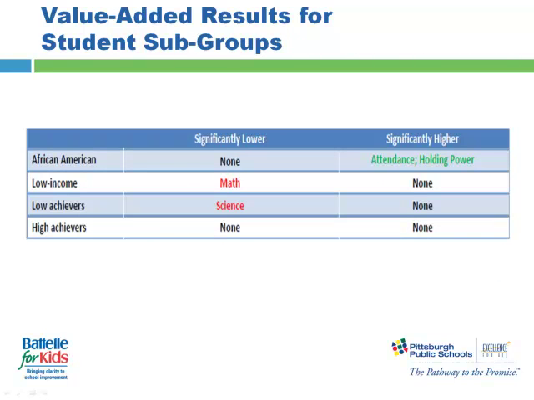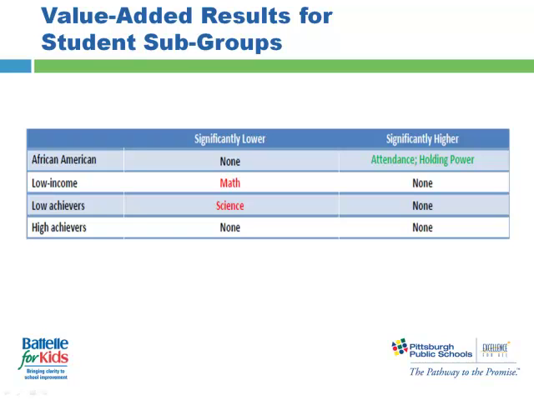This report looks at comparisons of student groups within one school. It tells us that for African American students, this school had a significantly higher contribution to attendance and holding power than all other students in the school. It is the school contribution to this group as compared to all other students in the school.